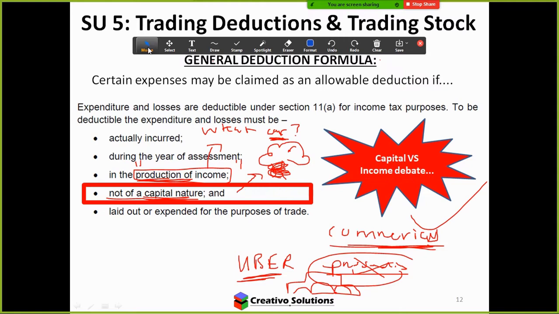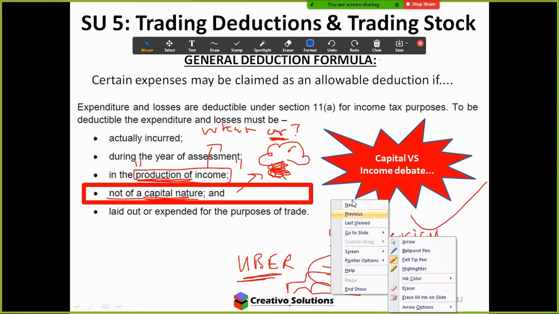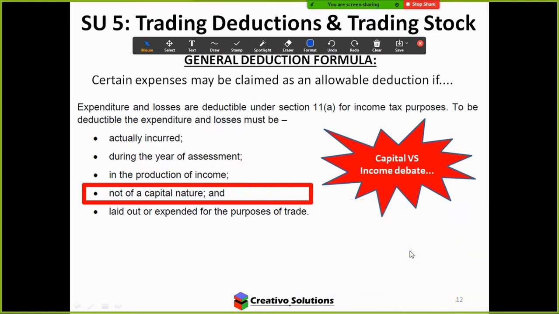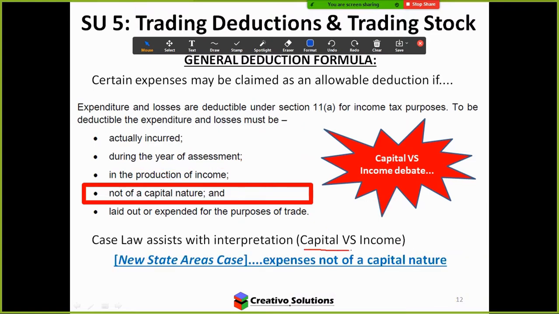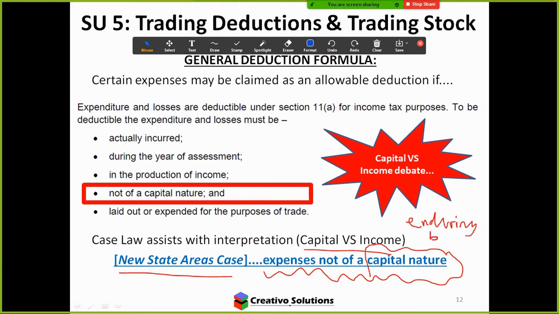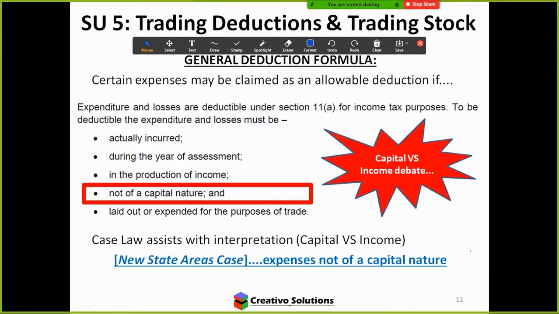Perfect. So if I just remove all the writing here and reveal what I have at the bottom. Case law wise, what's capital, what's revenue? The case that you can mention if this is a theory question is the New State Areas case. What did that case do? The case established what expenses were not capital in nature. It comes down to what we spoke about previously, an enduring benefit. I think that even came up in the actual case. It's been a while since I've looked at those cases, but the words I can remember are enduring benefit.